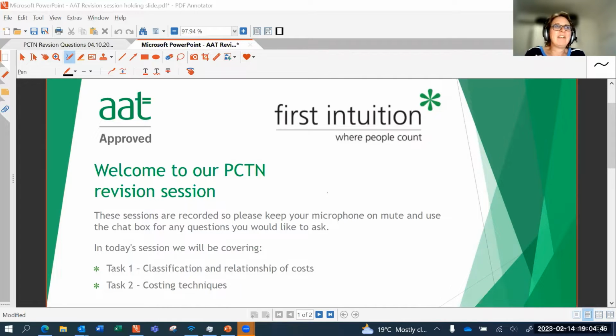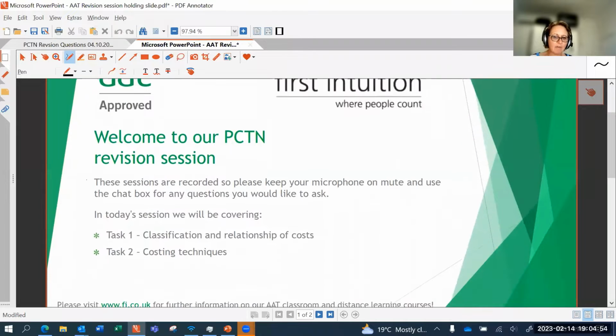We are here to have a look at some principles of costing. In this evening's session, we're going to be covering tasks numbers 1 and 2 from the Principles of Costing unit. We're going to be looking at this from the set of First Intuition revision questions, which hopefully you have access to.